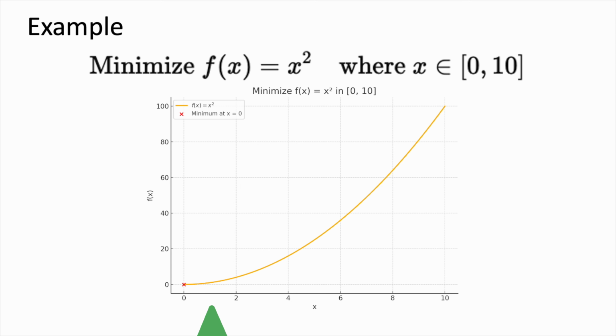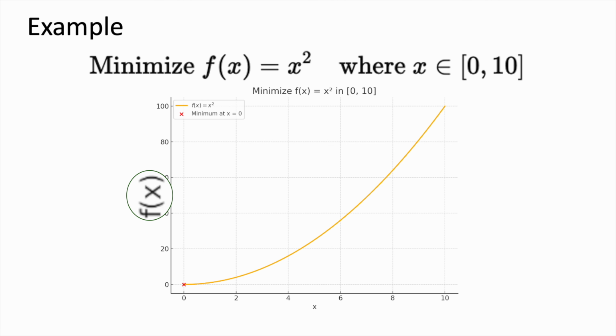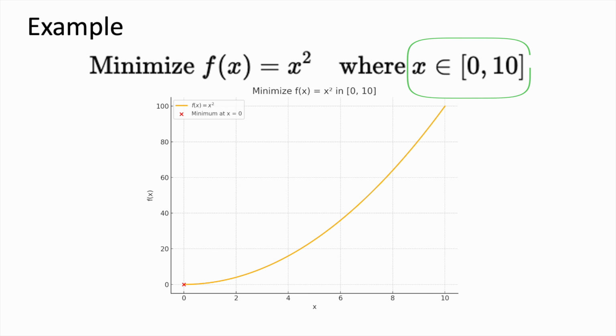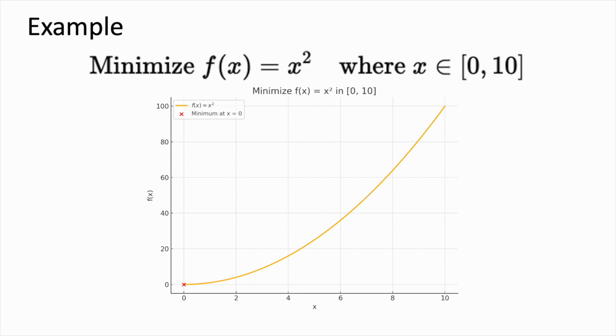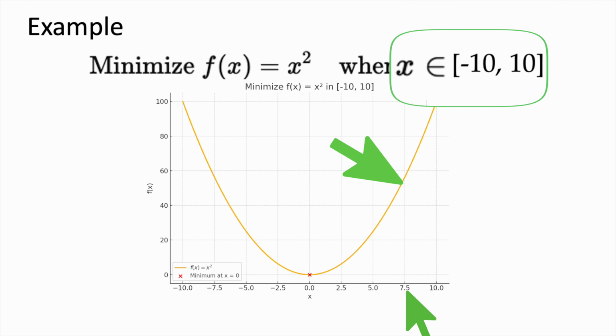Let's draw the function f of x equals x squared, plotted against x. The minimum value of f of x occurs when x is equal to 0. As you can see, the curve is displayed only for values of x between 0 and 10. That's because x is constrained. It can only vary between 0 and 10. Now, let's change that constraint. We'll let x range from negative 10 to positive 10.